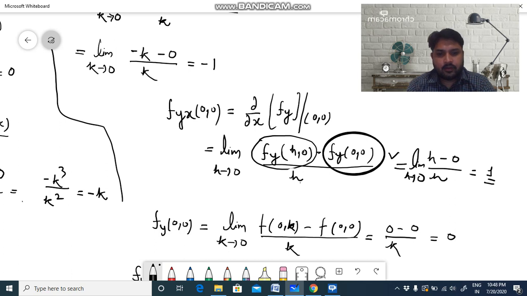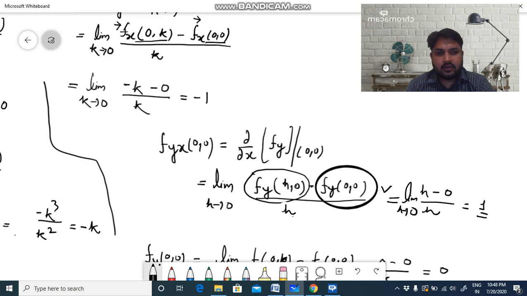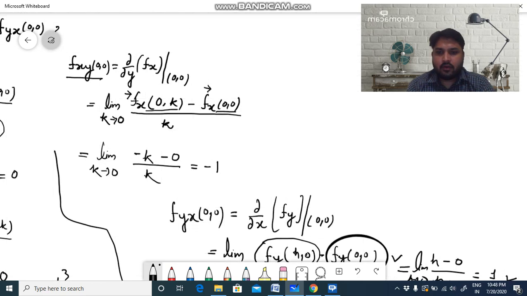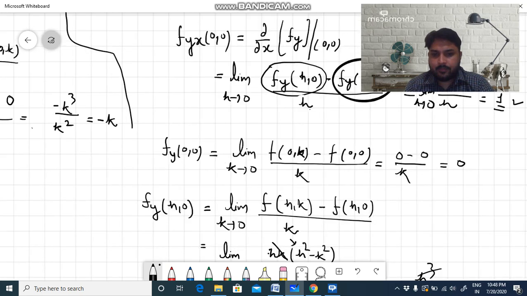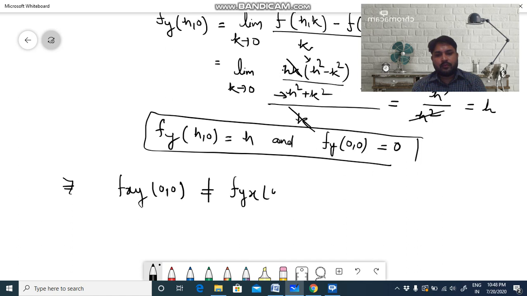So here we can see that the partial derivative of f with respect to y and x at point 0 comma 0 is 1, but the partial derivative of f at point 0 comma 0 with respect to x y is minus 1. So from here we conclude that fxy at point 0 comma 0 is not equal to fyx. That means the mixed kind of partial derivatives of a function of two variables at the given point may not be equal.